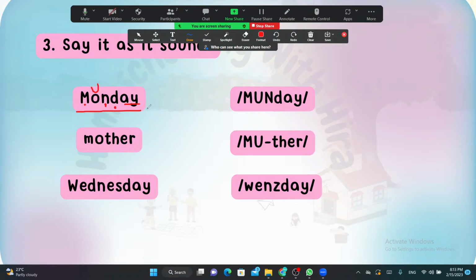So how can you help kids with this? Tell them that if you want to write Monday, please write Mon-day. Mon, day. So whenever you write it like that, it will sound Monday, right? If you want to write mother, write mo-the-r. If you write it like that, it will sound mother, right? So say it as it sounds and then give them the right pronunciation.